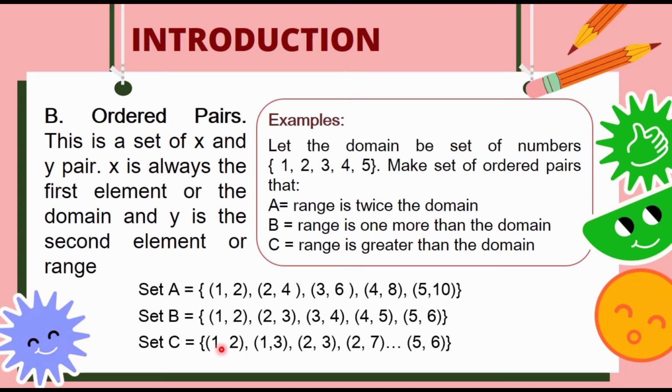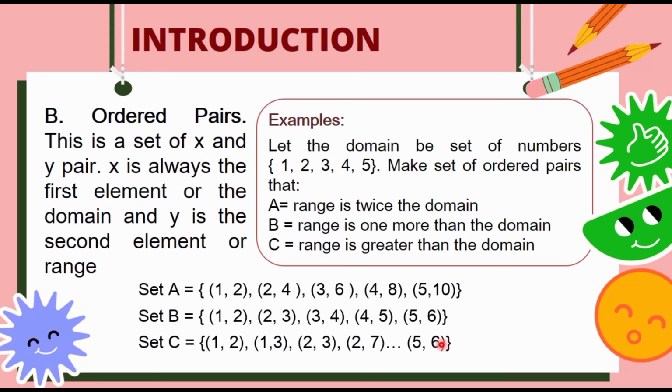So sa ating 1, madami tayong pwedeng ilagay. 1 and 2, 1 and 3, 1 and 4, 1 and 5, 1 and 6, so on and so forth. So pwedeng isa-isa nating ilagay just like 2, diba? 2 ang domain natin. Pwedeng 2 and 3, kasi mas malaki ang 3 kay 2. Pwedeng 2 and 7, pwedeng 2 and 8. Basta mas malaki siya ang value kay 2. Then, so on and so forth, hanggang sa makarating sa 5 and 6, 5 and 7, 5 and 8, so on and so forth.